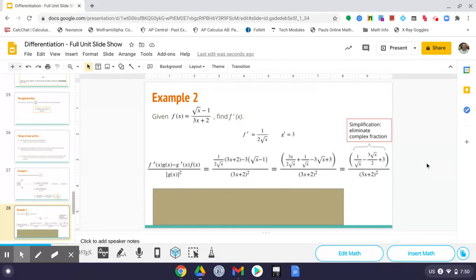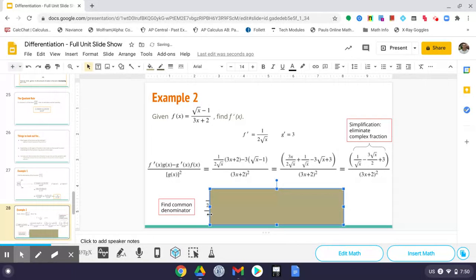The only thing I have to do now, I have that complex fraction. So how do I simplify or eliminate the complex fraction? I need to find a common denominator of the numerator fractions that I have. And so how do I find a common denominator? Well, I just multiply all the denominators I have together. So I have a square root of x, a 2, and then technically a 1. And so the common denominator here is 2 root x. And so I'll have to make sure that everything is divided by 2 root x.